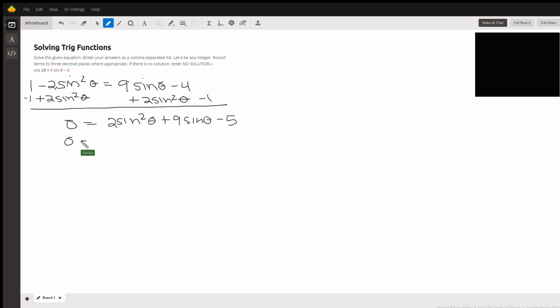Okay, I'm going to try to factor this. So if I have a 2 sine theta, one coefficient needs to be 2. Oops, sorry, that should be not squared, that should be single. One's going to be 2, one's going to be 1. And then for the 5 here, I'm going to need a 5 and a 1.